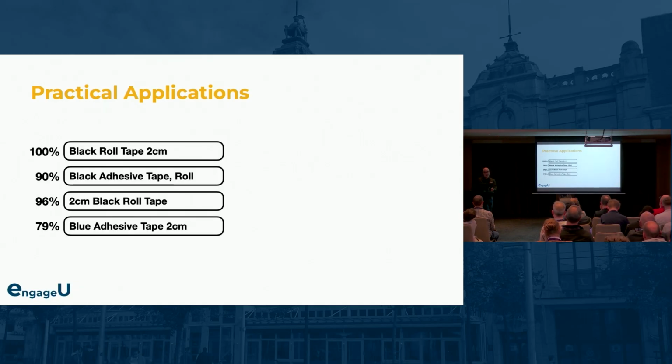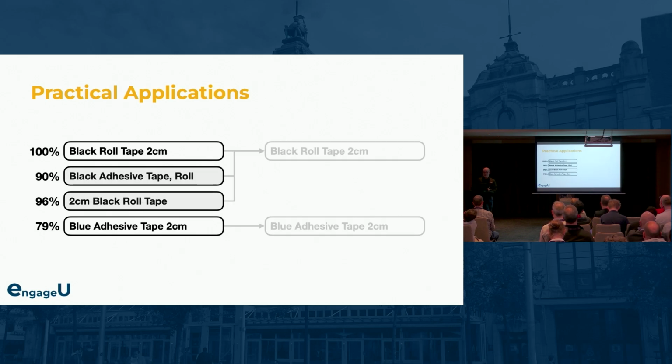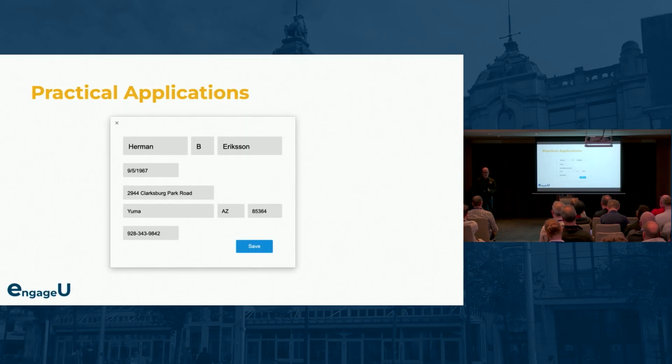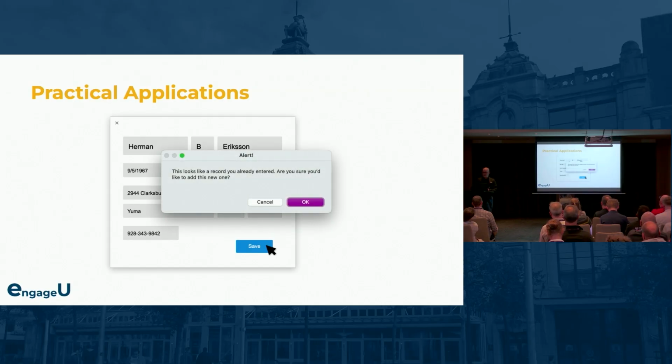Semantic Find can also be used to build a de-duplication module that runs on your server every evening, automatically merging newly created records that might be identified as duplicates if the match percentage is higher than a certain amount. Or perhaps instead of actually merging them, it just flags them. And so the next morning somebody reviews, oh, we may have had some duplicates created yesterday. Or we could create an alert for users when they're about to add a new record that may already exist. This looks like a record you already entered. Are you sure you'd like to add this new one?